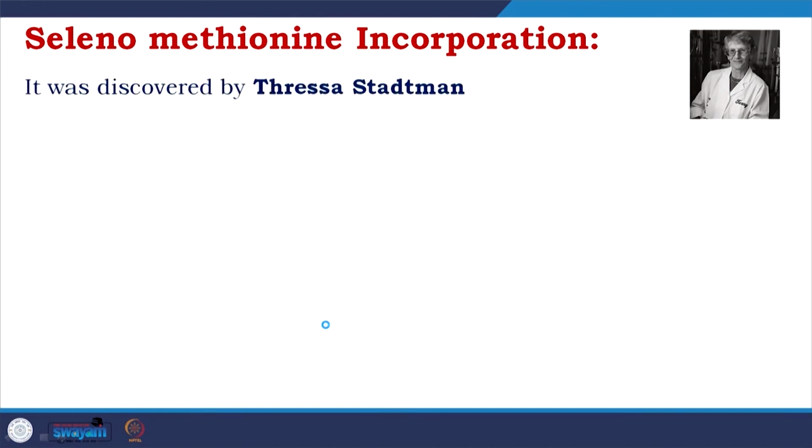Now, selenomethionine is a wonder. In case of methionine, there is sulfur. The sulfur is replaced with selenium in some bacteria who probably adapt themselves in very high selenium conditions. That codon is utilized in the field of protein engineering to be introduced, so that whatever methionines are there are changed to selenomethionine. It was discovered by Theresa Stadtman.